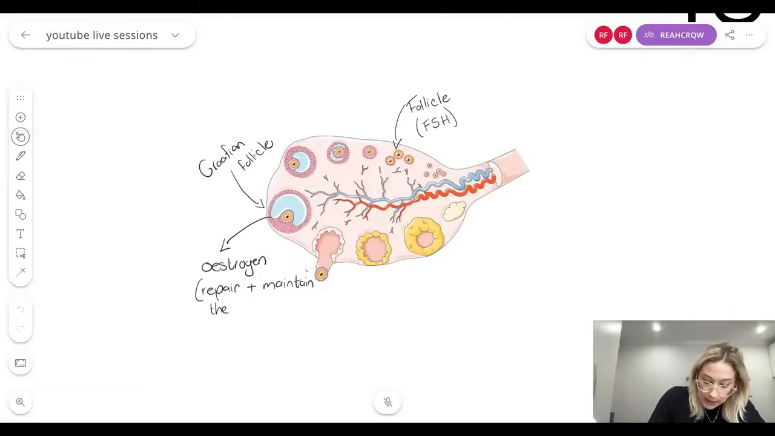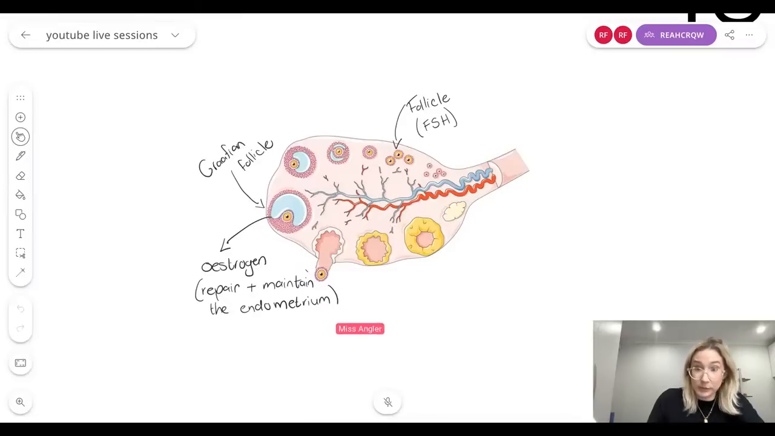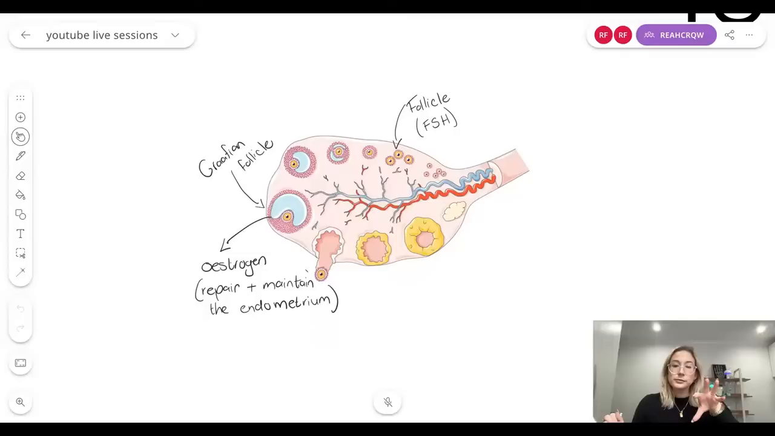The endometrium. Endometrium. There we go. Had a little brain wobble there. Couldn't remember how to spell endometrium. So that is the hormone that is coming out of the Graafian follicle as it gets bigger, right?